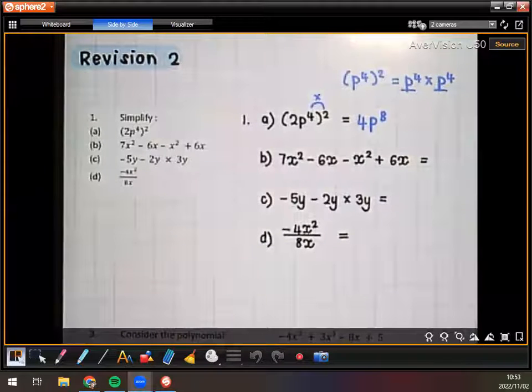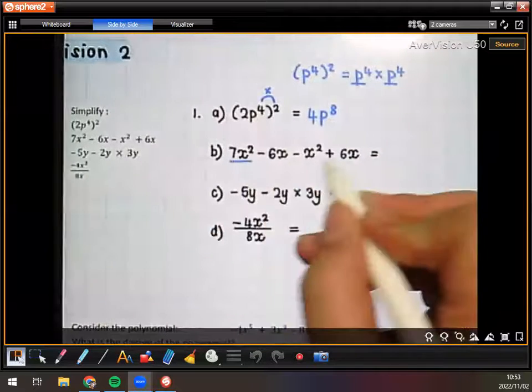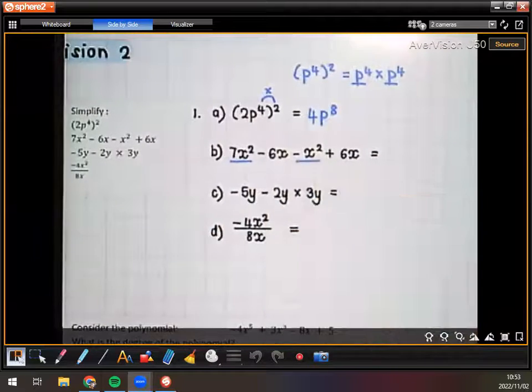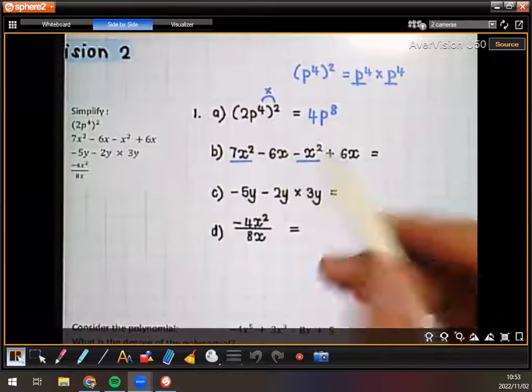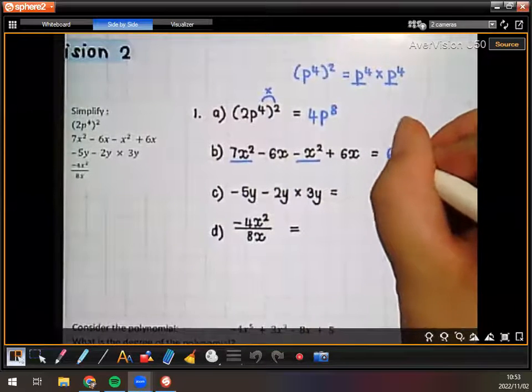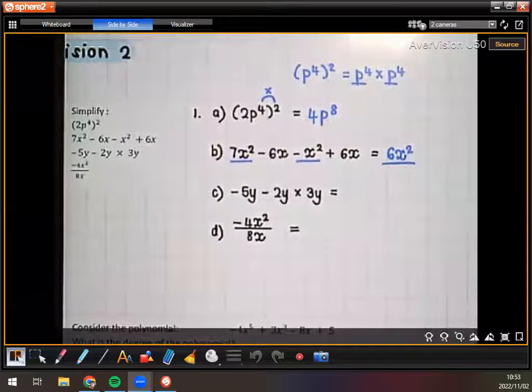All right, the next one was an addition and subtraction question. So we need to look for like terms. We do have like terms here, 7x squared and negative x squared. Remember, when we're adding and subtracting, we don't change the variable. So the answer is going to have an x squared. But what is 7 minus 1? 6. So we're going to have 6x squared. You don't change the variable when you're adding and subtracting.